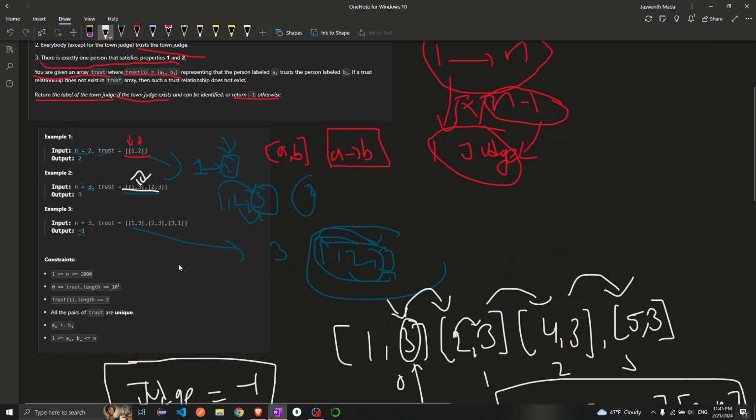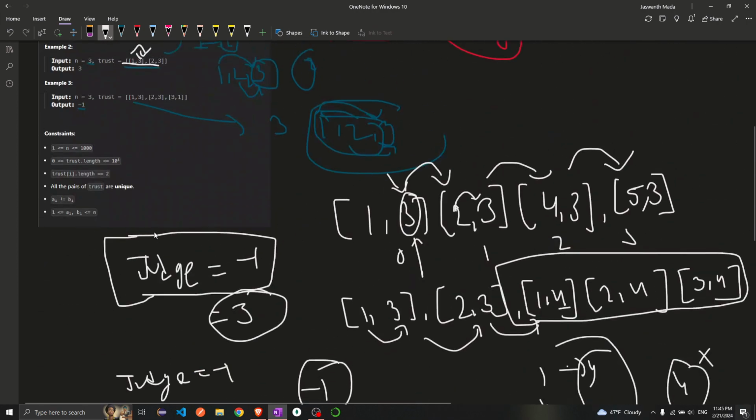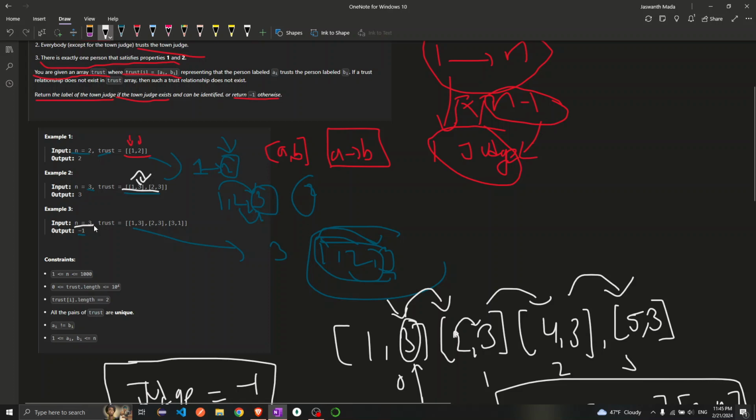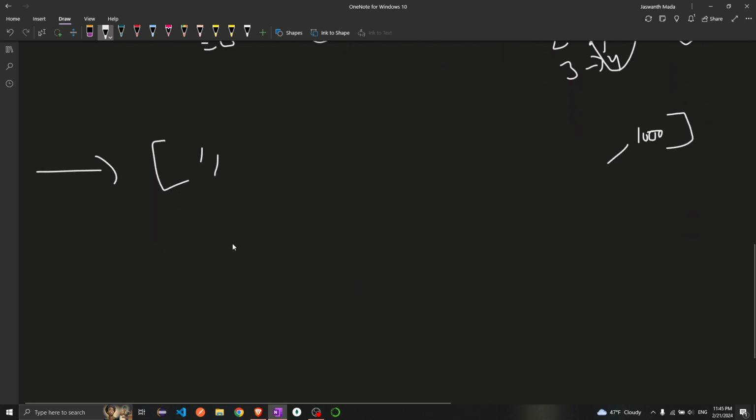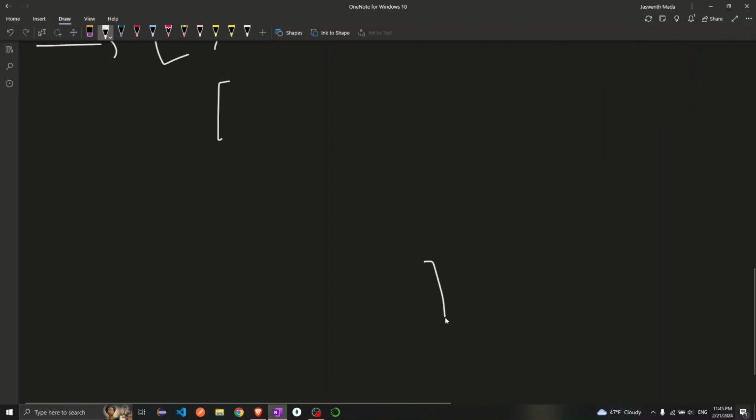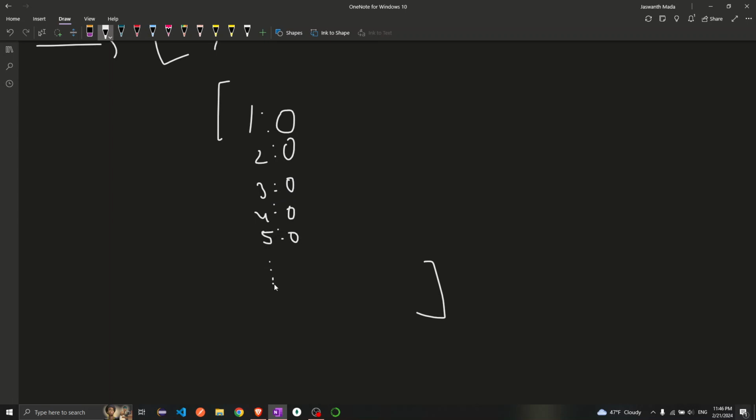So the second idea that came into my mind is that if there are n people, the maximum value of n is 1000, right? So at most there can be 1000 people, from 1 to at most 1000. So what I'll do is, I'll create a hash map. Initially each and every person will be marked as 0. Each and every person is not a judge initially. So until 1000 equals 0.